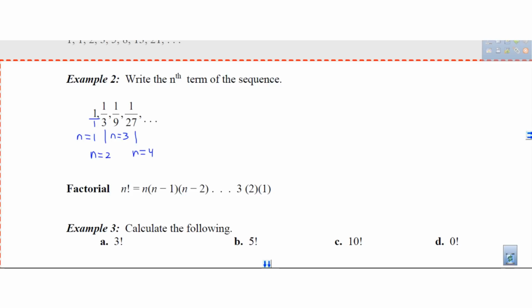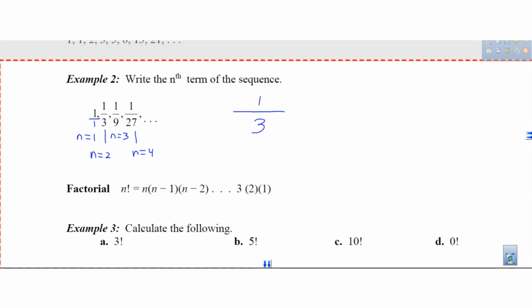Well, I can see on the top of them they all have a 1, so I've got that done, right? Then I want you to look at the numbers 3 and 9 and 27. Does anybody notice anything about those numbers? They're called powers of 3, right? So 3 to the first is 3, 3 to the second is 9, 3 to the third is 27. So it's going to be like 3 to the something.